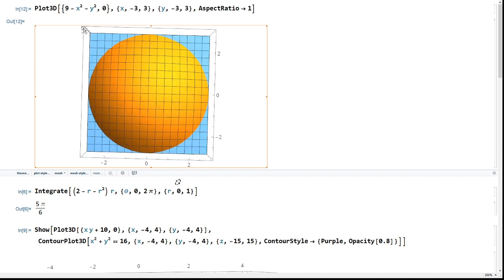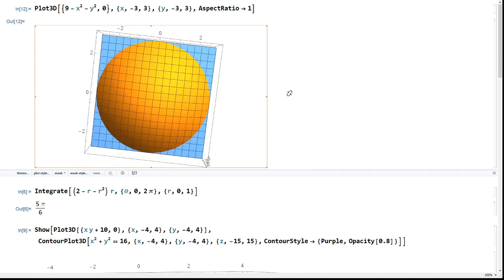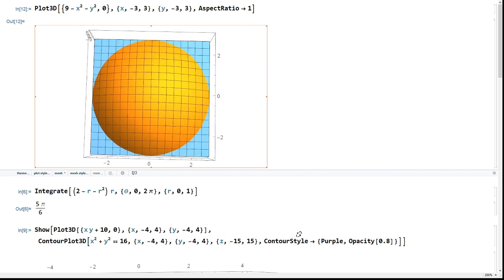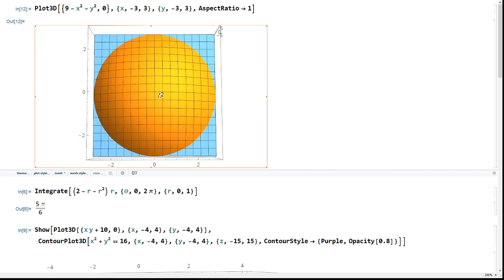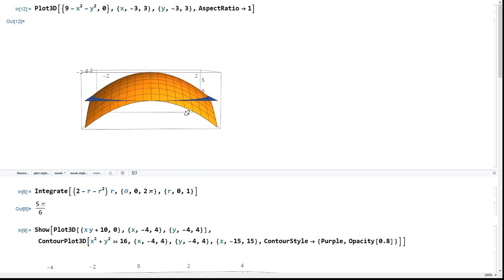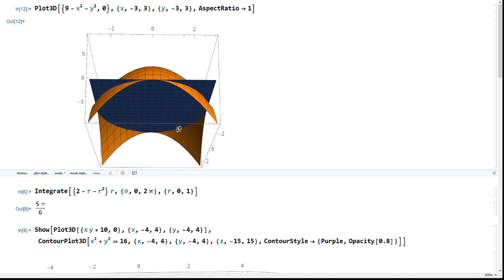Right? So if you look at it, the shadow of this thing is going to be this circle here. It's going to be that circle and everything inside it. So how do we find what the radius of that circle is? The shadow is determined by where these two things intersect, right? Where the paraboloid is hitting the xy plane.